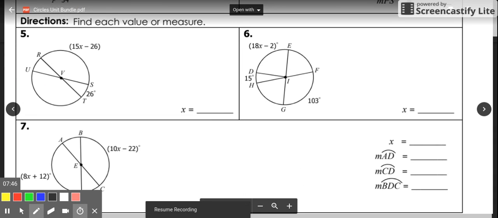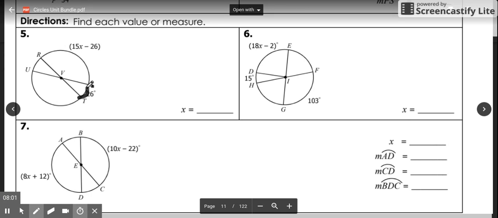All right, let's see what the same idea looks like when we're finding each value or measure and we have a little bit of unknown. So we have expressions in this. We're going to have to do an equation. So first of all, look at what they gave us. So I noticed they gave us arc ST is 26, and they gave us arc RS is 15x minus 26. So the question is, how are these two related?